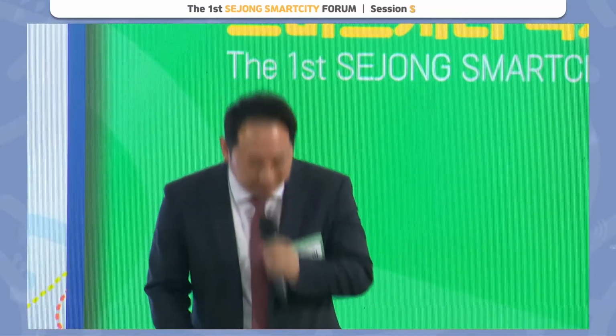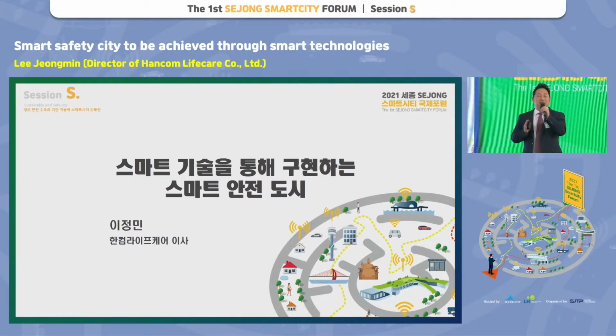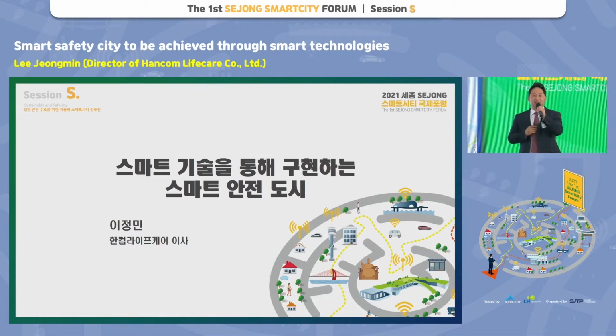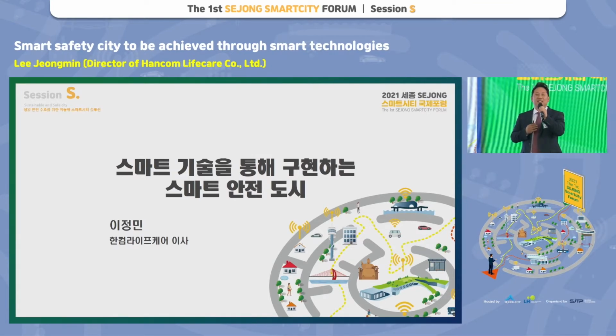So in order to implement a smart city that is only available in imagination, we really want to implement this smart city. We are doing this in our Hongkong Life. My name is Jeongmin from Hongkong Life Care. In this presentation, I'm going to use the word smart very often.